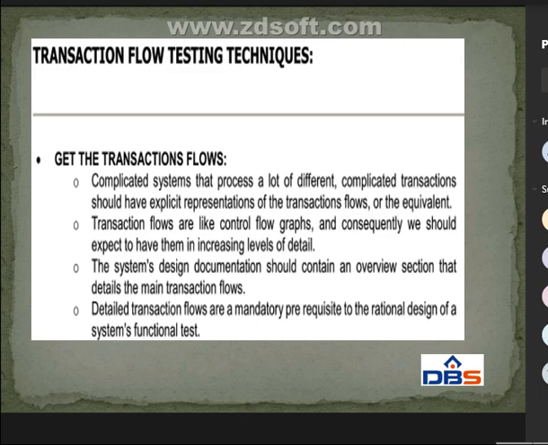So we have to expect some increasing levels in detail. We have to increase them in detail. Suppose it is a transaction flow: whenever you are performing the testing, in that particular testing you have to start from the beginning to the ending. In that you have to divide into the unit modules, and for each and every unit you have to take the control flow graph.